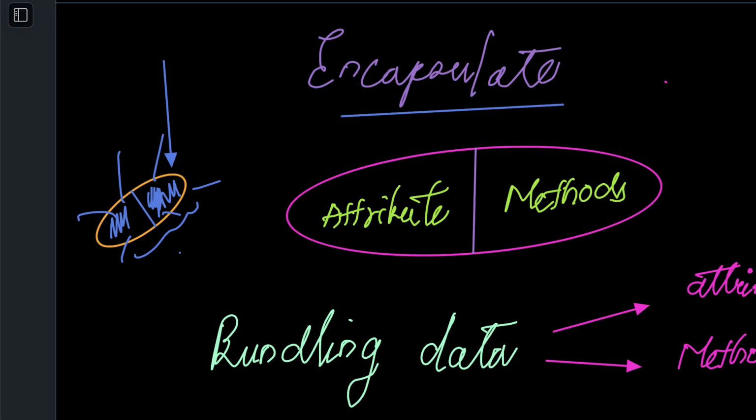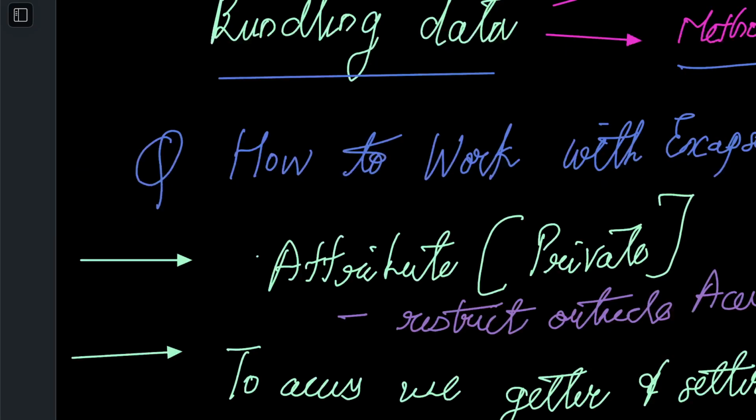So here we try to encapsulate attributes and methods, thereby preventing the user outside from knowing what is inside. In other words, this is nothing but bundling data. We're bundling data into two things, attributes and methods. Now, how do you work with encapsulation?